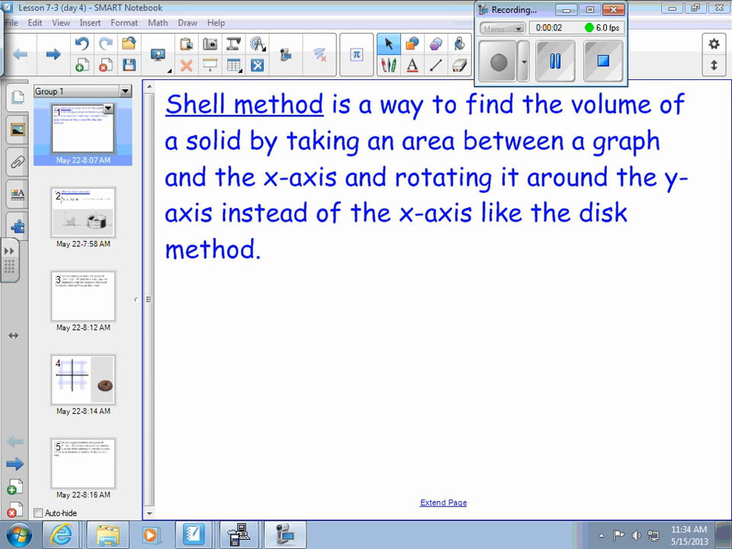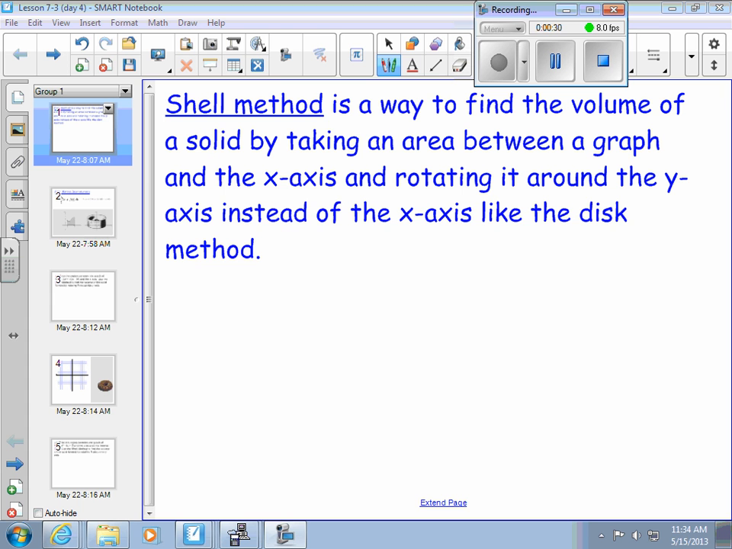We've been looking at volume this chapter, and today we're going to look at another way you can find volume called the shell method. The shell method is a way to find the volume of a solid by taking the area between a graph and the x-axis, and we're going to rotate it around the y-axis instead of the x-axis like we've done previously with the disk method and the washer method.